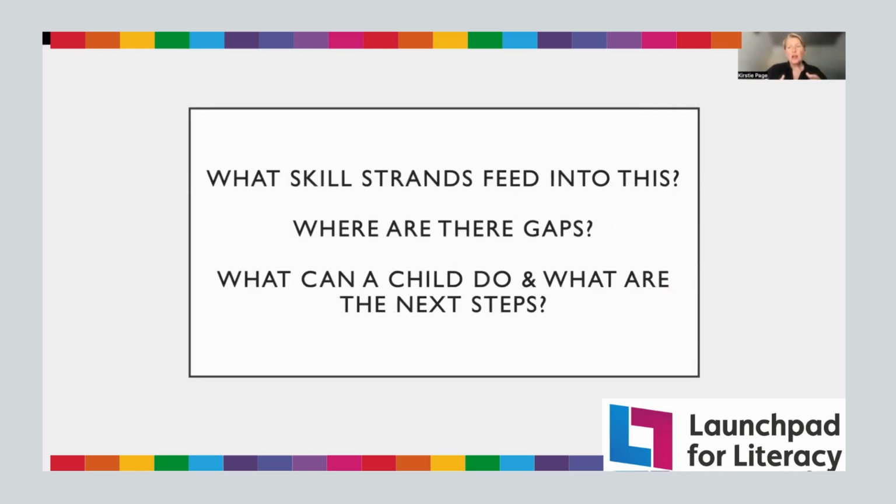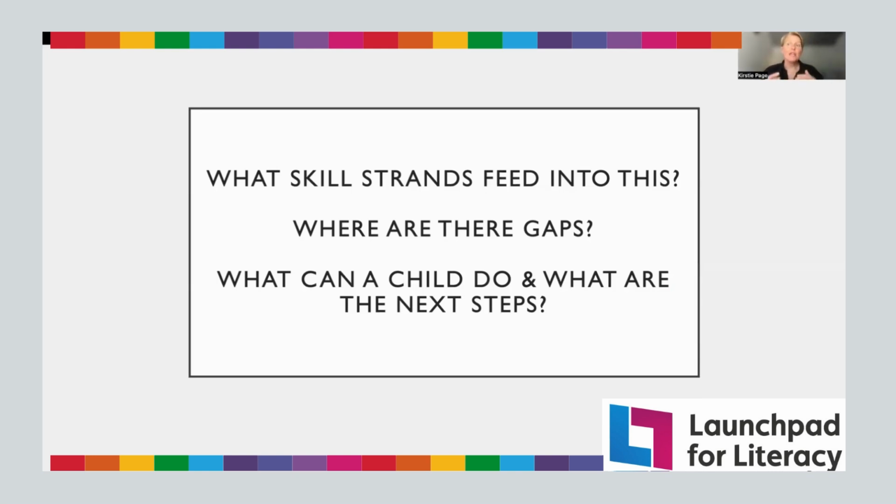So where we know the skill strands that feed directly into the aspect of phonics that they're finding tricky, we can begin again that same process, but in a much more narrow way of those skill strands. Where are there gaps? Are there gaps in one of them, two of them, all of them? And where there are gaps, what can the child do? And what does the child need to do next?